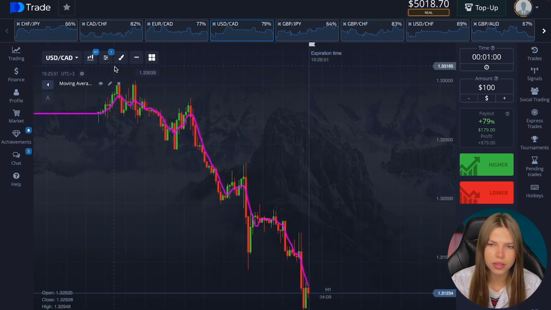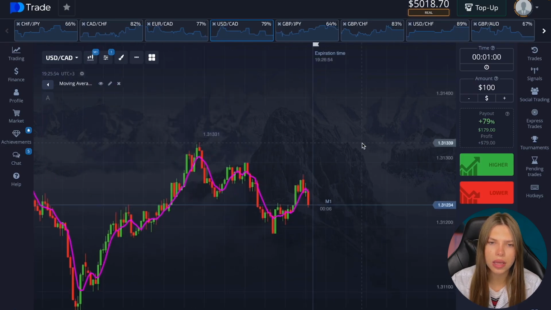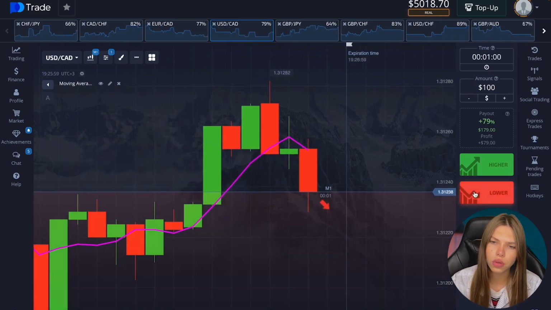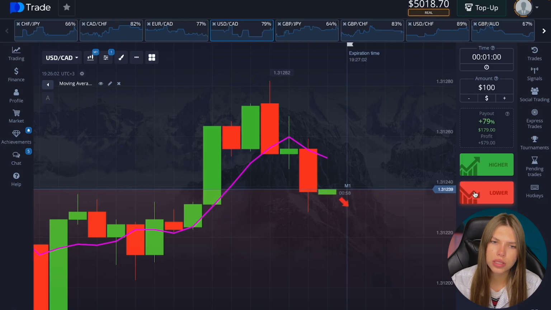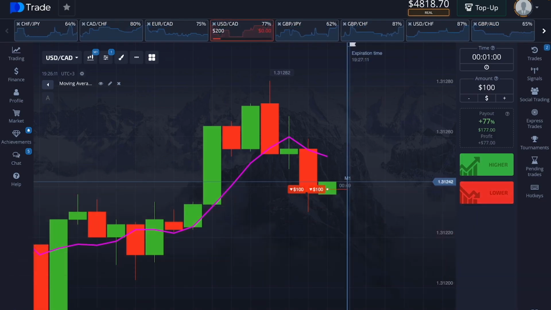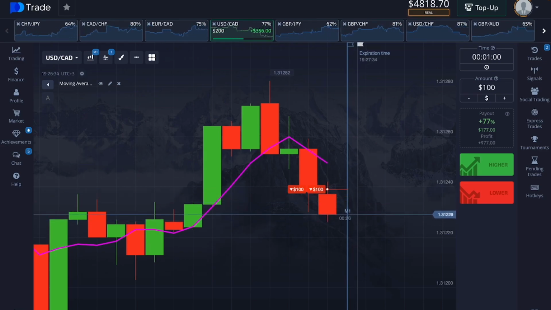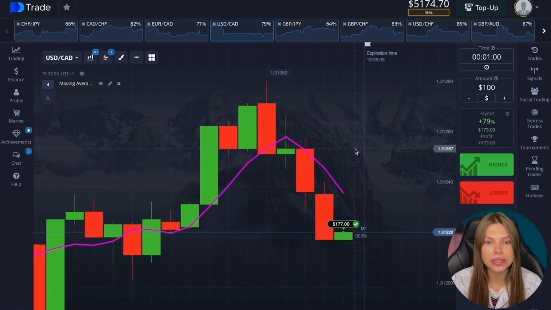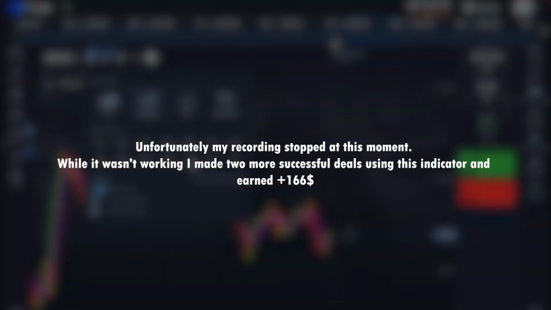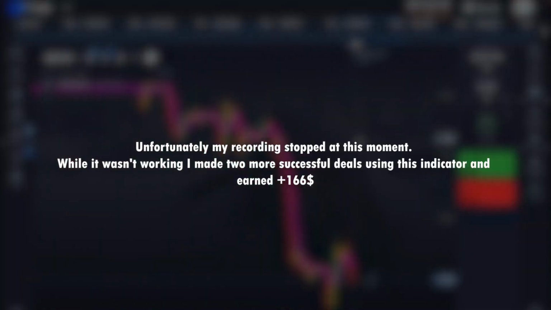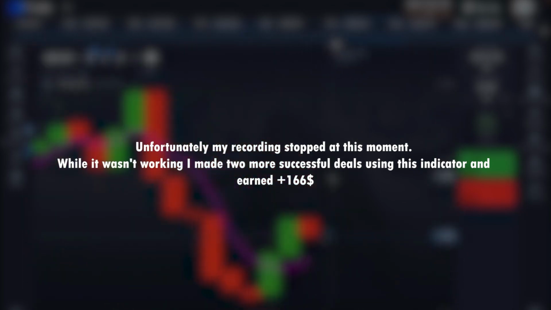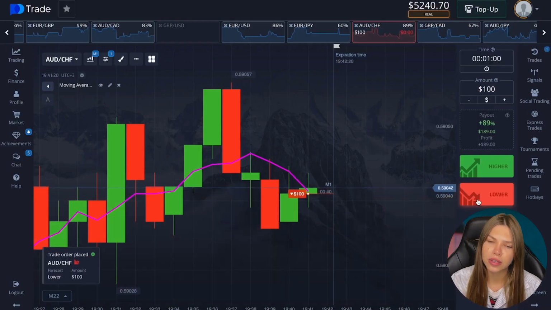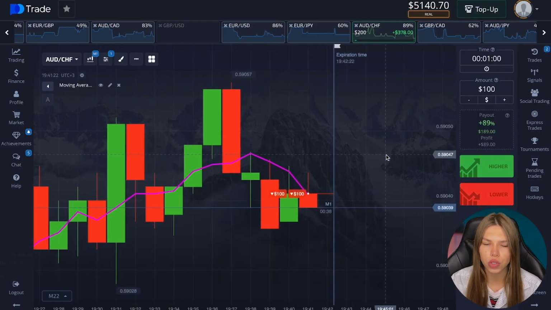Let's look at the downtrend, a strong downtrend. The candle closes low. I hope for a good rollback. Well, I opened 2 downtrend deals here and let's watch. Excellent, both deals ended in a plus, and you can search for entries further. Fortunately, my recording stopped at this moment. While it wasn't working, I made 2 more successful deals using this indicator and earned $166. So here's a good moment, let's open 2 deals for a decrease and let's watch.